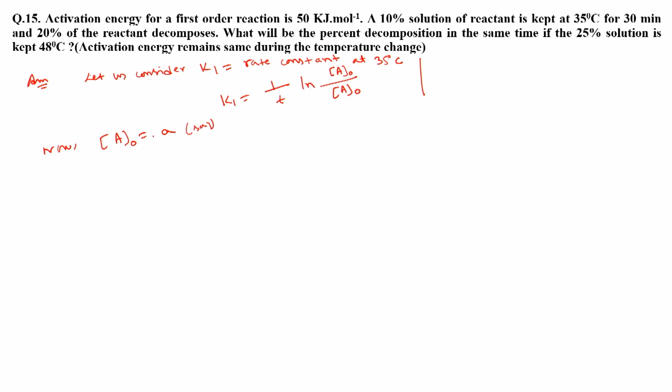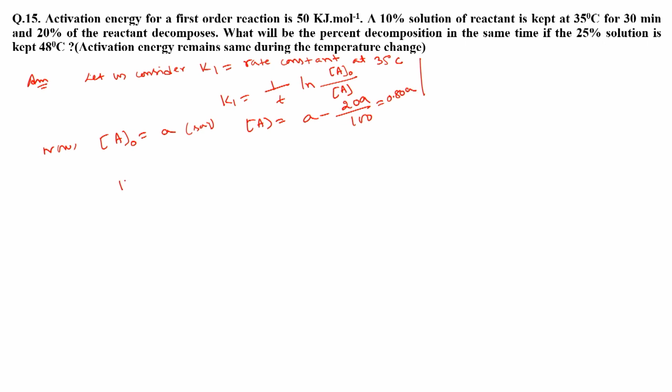Say we consider the initial concentration A naught is A. So the concentration of A after 20% decomposition is A minus 20A by 100. So 20% decomposes, right? If we do it, we get 0.80A. So that is the value of A.